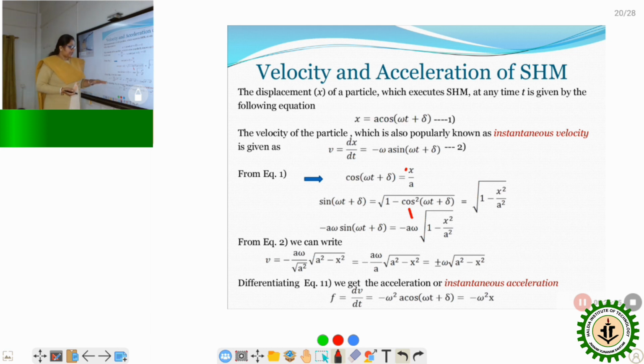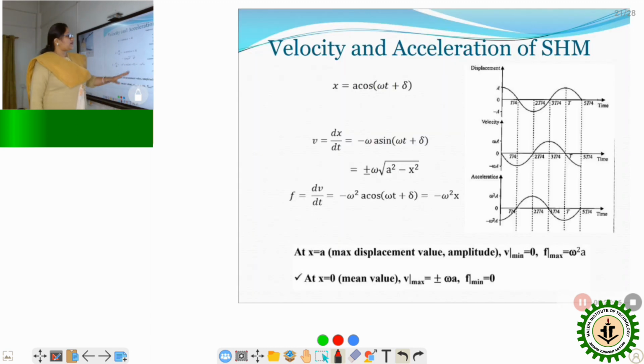Now if we do one more derivative, that means if we differentiate the velocity with respect to t, we get the acceleration. So these are the two expressions for velocity and acceleration.